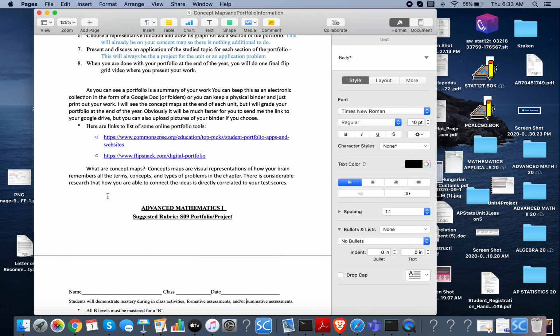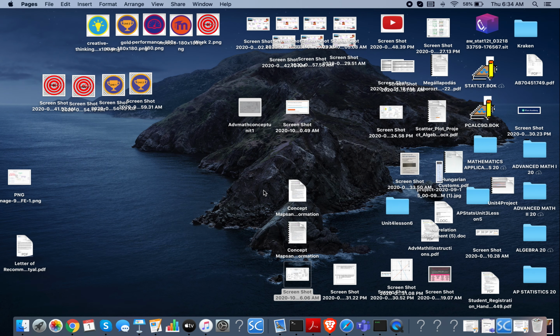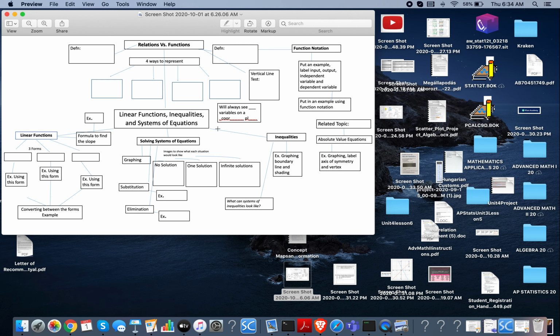All right, but what are concept maps? Well, concept maps are a visual representation of how your brain remembers all of this information. They're different than notes because it's condensed, is the main way it's different than your notes. So I have a concept map from Unit 1 that I did. So when I look at linear functions, equalities, and systems of equations, this is how I see it. There's relations and functions. There's different ways to have a function. You can have a graph, you can have a formula, you can have a table of values, you can have just a mapping diagram.